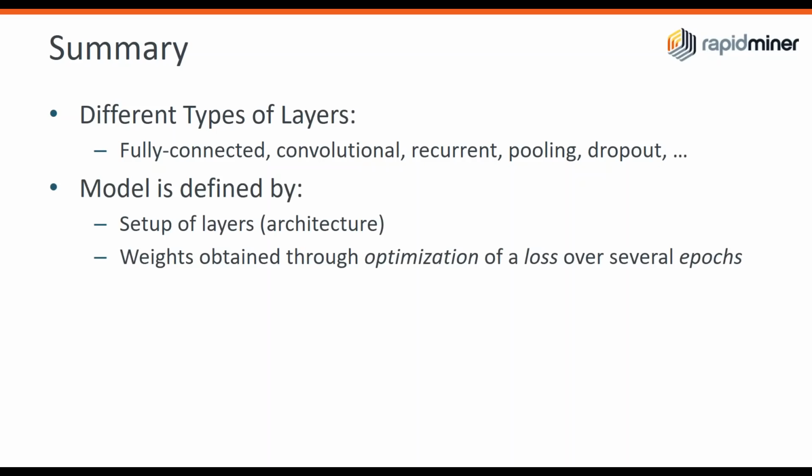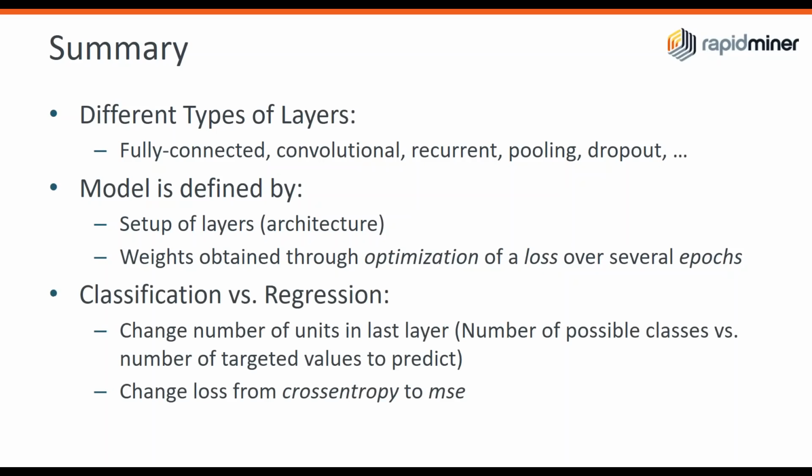And then we learned that a model is defined by the setup of the layers and their configuration, and by the weights obtained through optimization of the comparison of a loss value over several epochs, and that we need to differentiate between classification and regression. So for classification, we have the number of neurons at the end that relates to the number of possible values for our attribute of interest. And we would, for example, only have one if we would do a regression of one price.